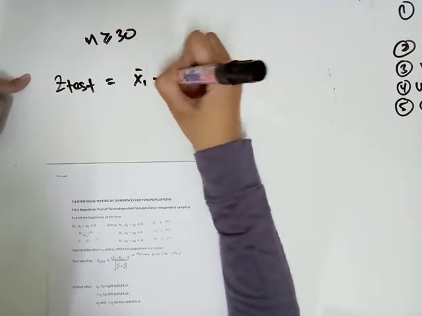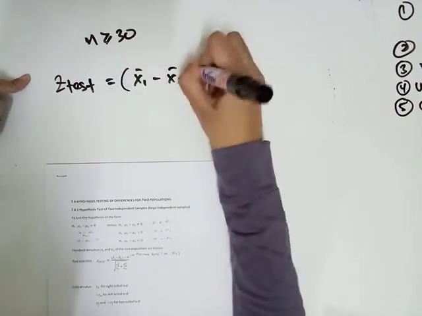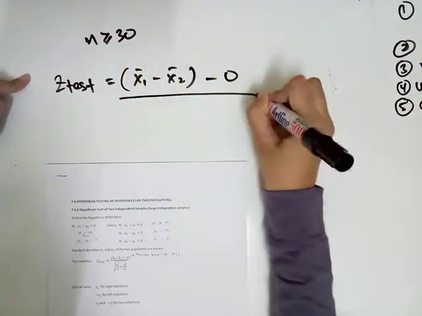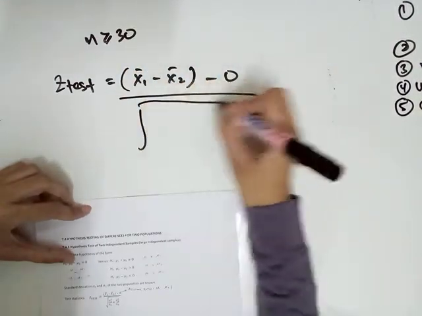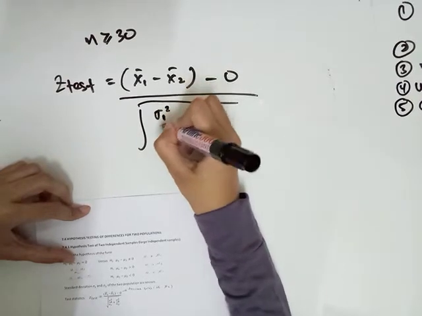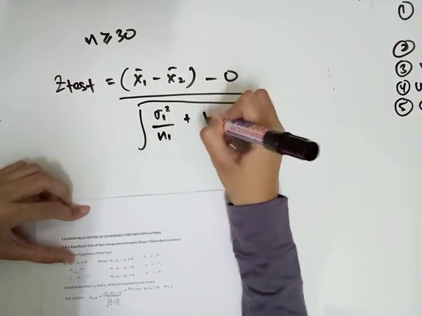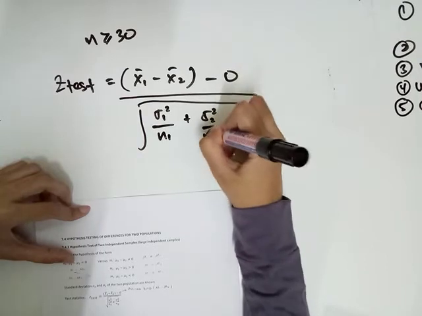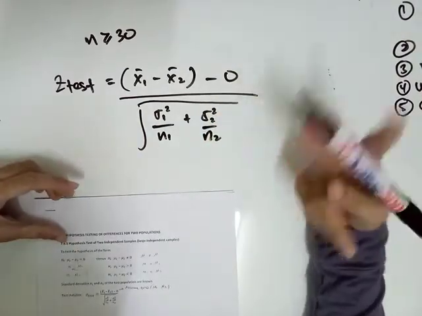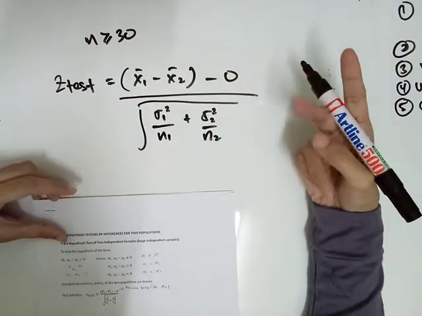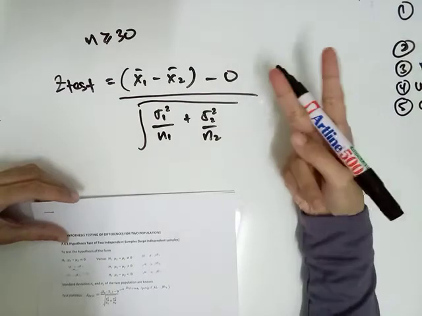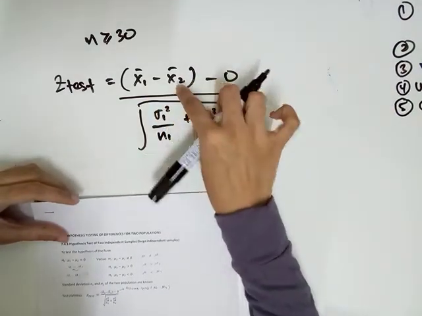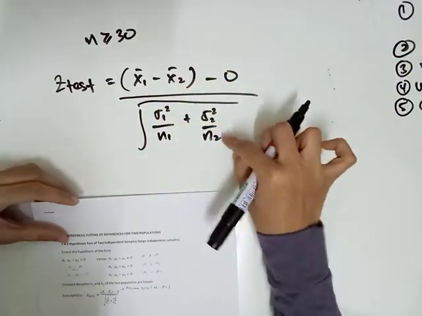Sample mean 1 minus sample mean 2 minus 0, divided by the square root of variance 1 over n1 plus variance 2 over n2. Because we need to test for two populations, so we have two sets of data: sample mean 1, sample mean 2, variance 1, n1, variance 2, n2.